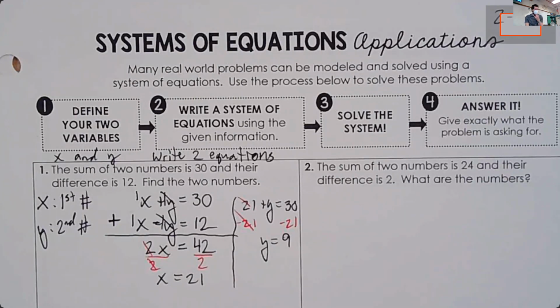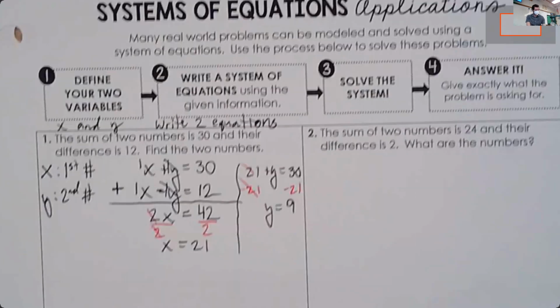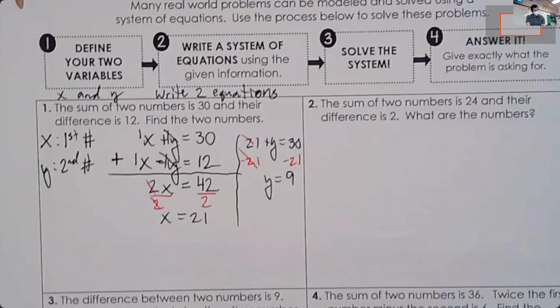So the two numbers that we have, the two numbers that add to 30, x plus y, 21 plus 9, that equals 30. And the two numbers that we have, their difference, 21 minus 9 equals 12, and that's also true. So our two numbers are 21 and 9.